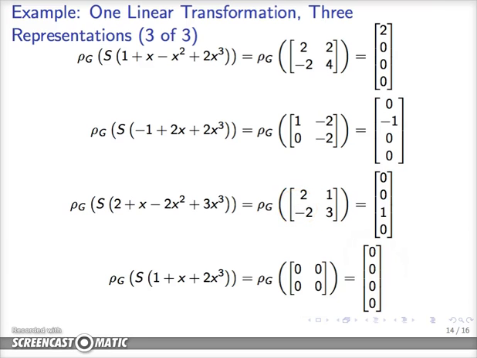And then in a last case, when we evaluate this polynomial 1 plus 1x plus 0x squared plus 2x cubed, if we do that evaluation, we obtain the 0 matrix, and the 0 matrix would have coordinates 0, 0, 0, 0 relative to that basis G.